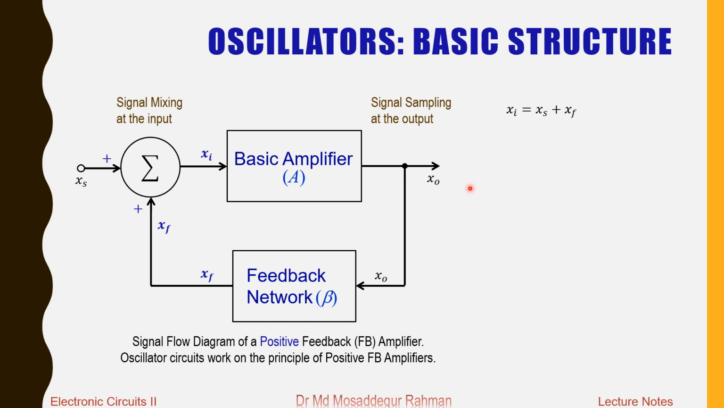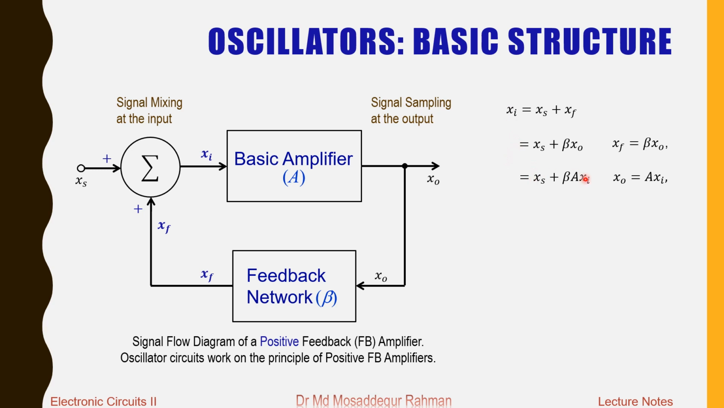So we start with the input signal Xi, which is the summation of the source signal and the feedback, Xs and Xf. The feedback signal here is the output of the feedback network, which is beta X naught. Xf is beta X naught. X naught is the input to the feedback network. Now X naught is the output of the basic amplifier, which we can express as A Xi. Xi is the input of the basic amplifier that gets multiplied by A, and we get the output signal of the basic amplifier, A Xi.